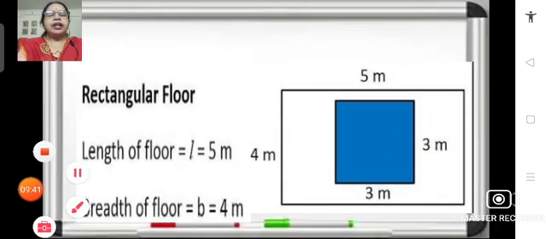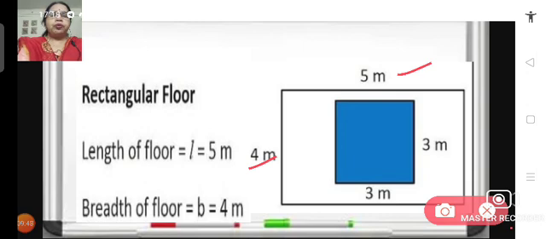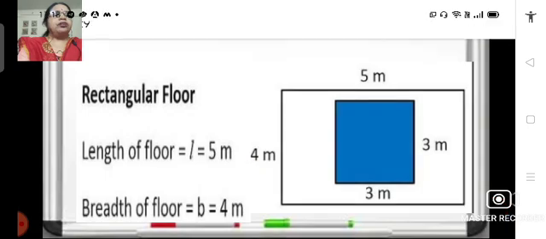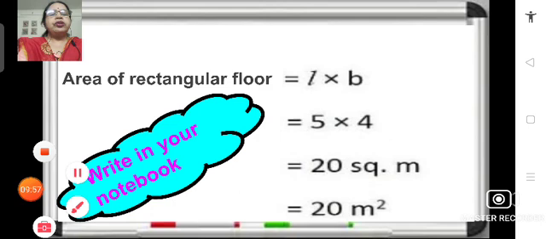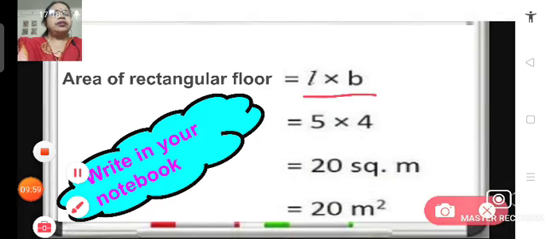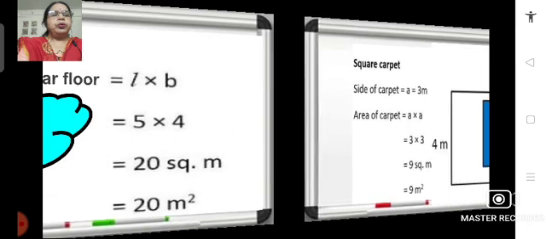So, we have the rectangular floor which is 5 meter long and 4 meter wide. So, it is a rectangular floor. Let us find its area. So the area of rectangular floor will be length into breadth. So it is 5 multiplied by 4. So it is 20 square meters. So this is the area of the rectangular floor. Please note it down in your notebook.